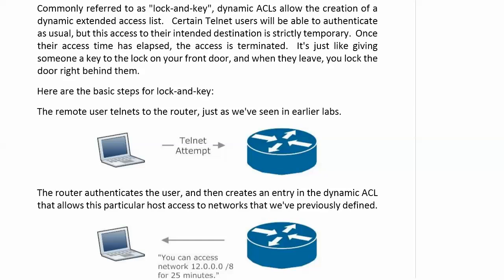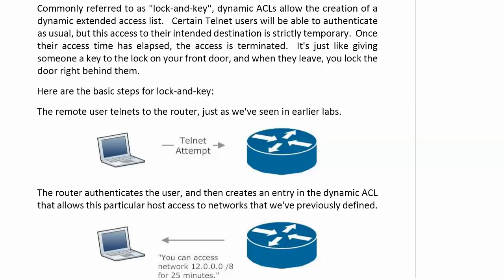And the reason is that this is kind of like giving someone a key to the lock on your front door, and when they leave, or it's time to ask them to leave or to help them leave, you lock the door right behind them. Because what happens with a dynamic ACL, when you use it for Telnet, is the Telnet users will be able to authenticate as usual, but this access to whatever destination they want to get to, it's temporary.